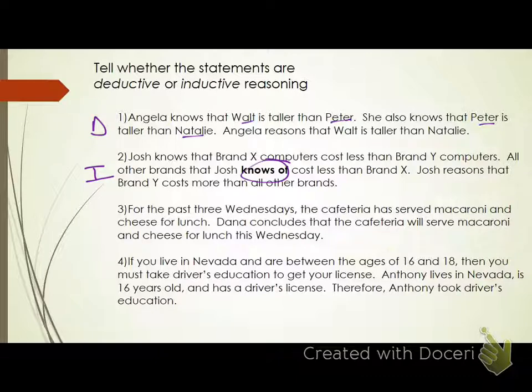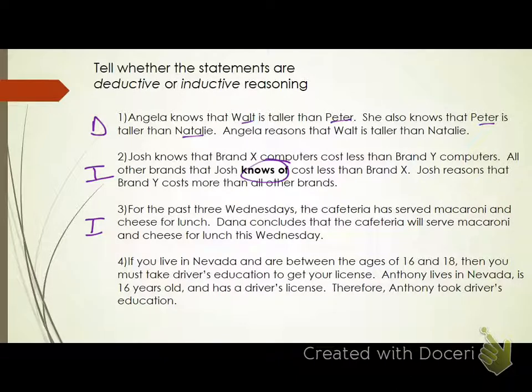Think about number 3. For the past 3 Wednesdays, the cafeteria has served macaroni and cheese for lunch. Dana then concludes that the cafeteria will serve macaroni and cheese for lunch this Wednesday. What do you think, deductive or inductive reasoning? It's going to be inductive reasoning, right? She's making that decision based off of a pattern. Now, deductive reasoning would be if she had the actual menu in front of her, the schedule for the menu in front of her, and it said that macaroni and cheese was going to be on Wednesday. Then she'd be using deductive reasoning, all right?